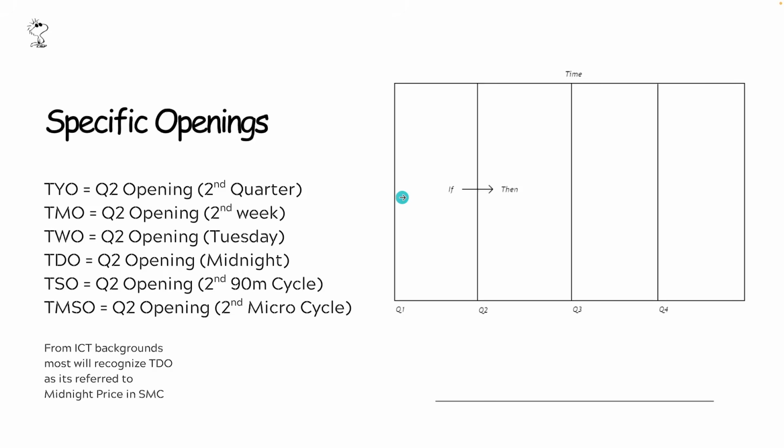So using specific openings, they will be fractal, they will be repetitive, and they will happen exactly the same on both higher time frames and lower time frames. If you're not using an indicator, the best way to use it is to break the cycle down into fourths. The second quarter opening is your true opening for whatever cycle you are using. From ICT backgrounds, most will recognize true day opening as quarter 2, or midnight.